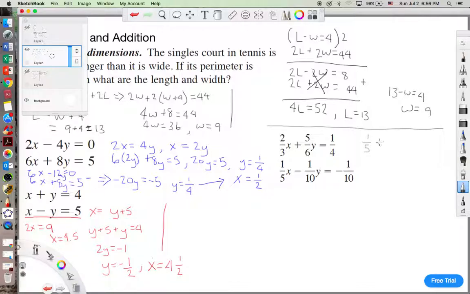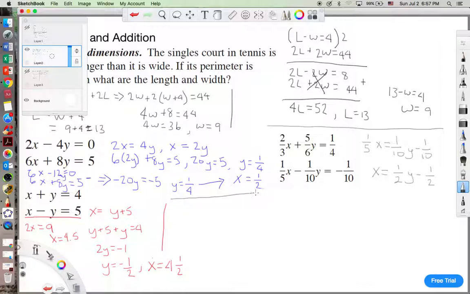1/5 x. We'll add this y term over to the other side. 1/5 x is equal to 1/10 y minus 1/10. Okay, that seems easy enough. And then we're going to multiply the whole thing by 5 to get x alone. So x equals 5/10, or 1/2 y, minus 5/10, or minus 1/2. And so x equals minus 1/2 plus 1/2 y. Then we're going to take and substitute that into the original equation.